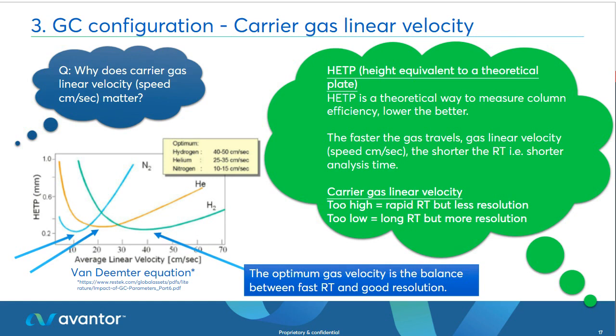An example is when we have too high a carrier gas linear velocity, we have really fast retention times but less resolution. When it's too slow, we have a long retention time but more resolution. So the wider this range of optimum carrier gas linear velocity is, the more flexibility we have with decreasing the retention time and still maintaining a decent level of resolution.